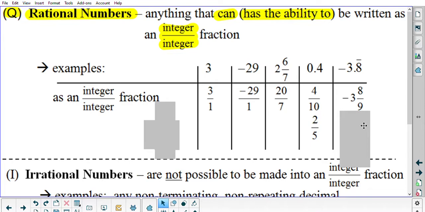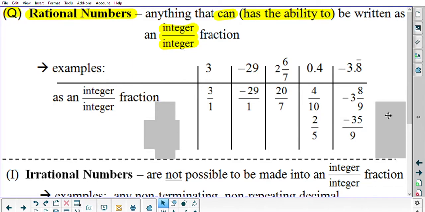If you don't believe me, you can bust out your calculator right now and take 8 divided by 9, because fractions actually mean division problems. 8 divided by 9 will give you 0.888888888, and I think your calculator might round it off to a 9 at the end, depending what calculator you have. But that proves to you that 8/9 is equivalent to 0.8 repeating. And then from there, I can make it become an improper fraction, just like I did over here on the 2 6/7. So lo and behold, even repeating decimals can be written as an integer over integer fraction, and therefore it fits the definition of rational numbers.